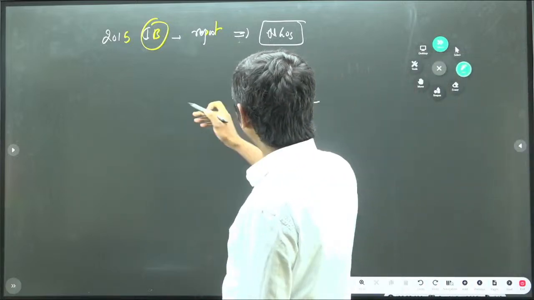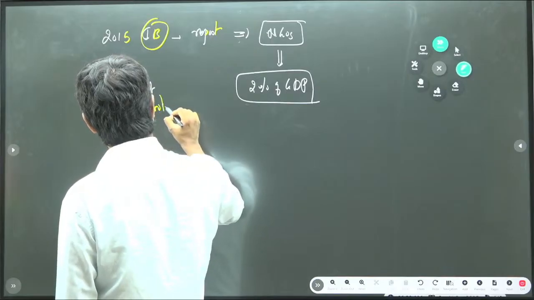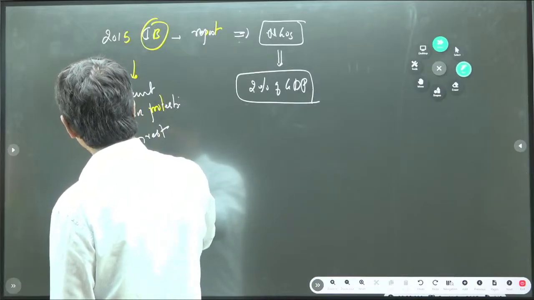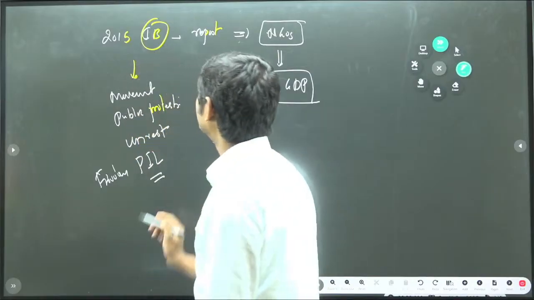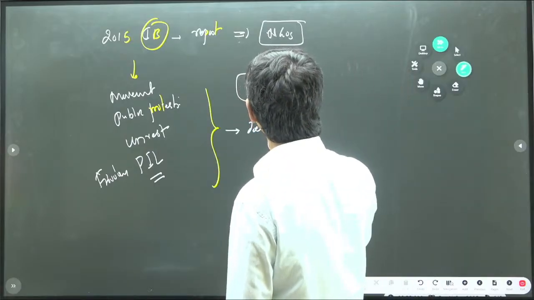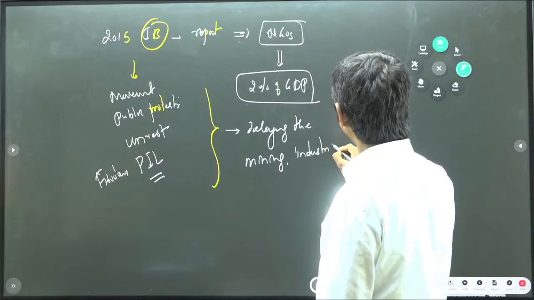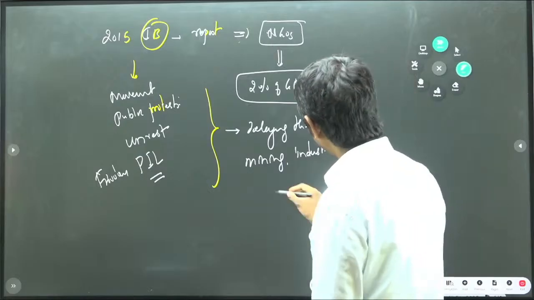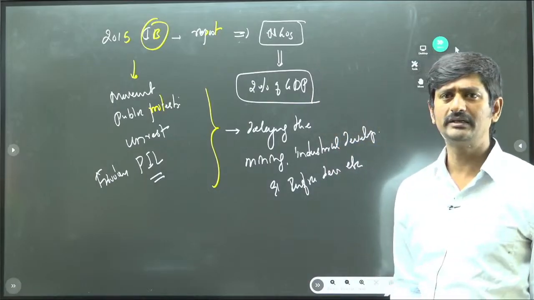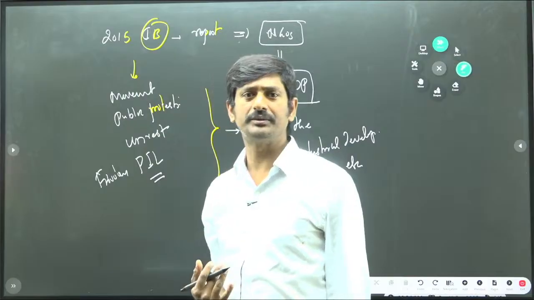So it means certain NGOs are trying to promote movements, public protests, and unrest, filing frivolous public interest litigations. Because of these activities, they are delaying mining, industrial development, and infrastructure development, etc. So that was actually revealed by Intelligence Bureau's report.